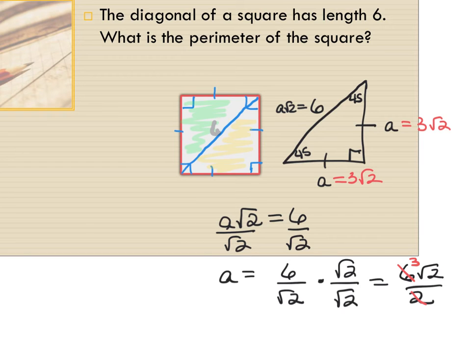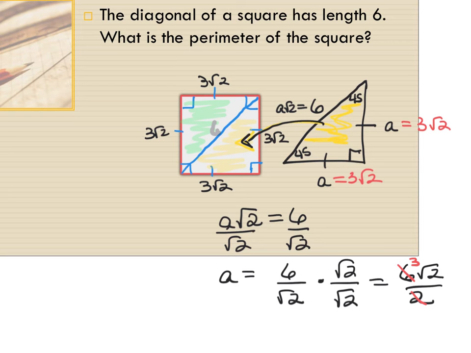Now remember, we pulled this triangle out, this yellow thing, from right here. Maybe I should do that in another color. Okay, so now this side here is 3 square root 2. So is this one. So is this one. And so is this one.